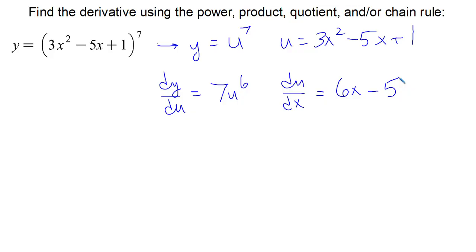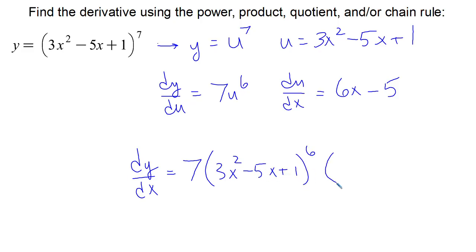And so our final answer, dy dx, should just be the product of those two. 7 times u, which is 3x squared minus 5x plus 1 to the power of 6, times du dx, 6x minus 5.